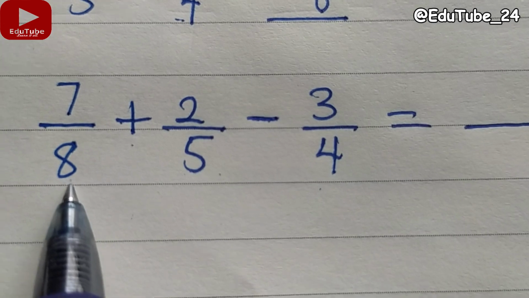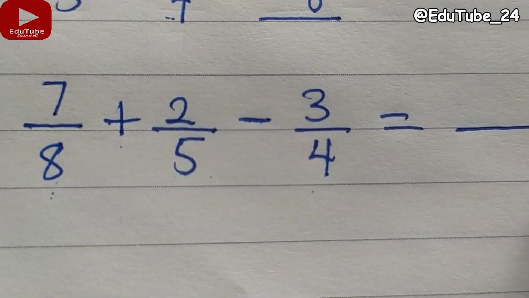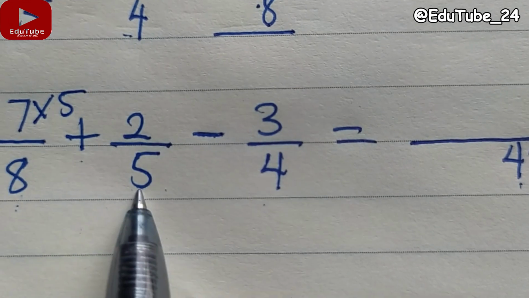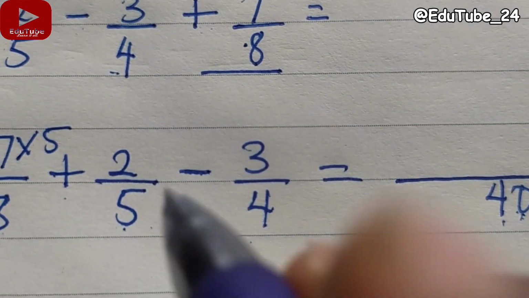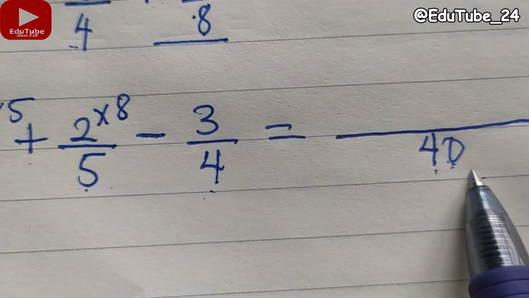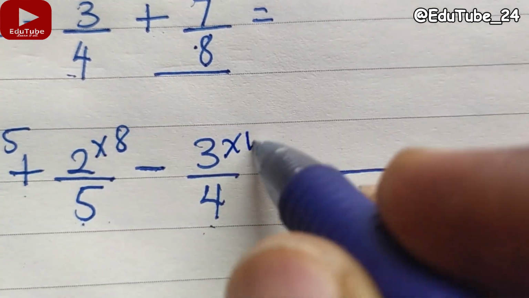So to do that, I will say how many 8 goes in 40, and that will give me 5. So I will say 7 times 5. Then how many 5 goes in 40? That will give me 8. So I will say 2 times 8. And how many 4 goes in 40? That will give me 10. So I will say 3 times 10.